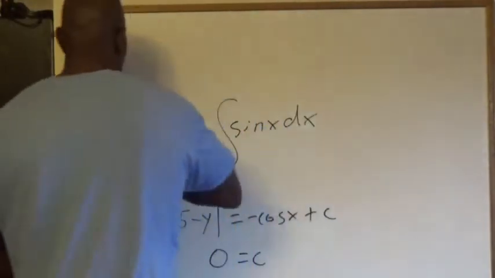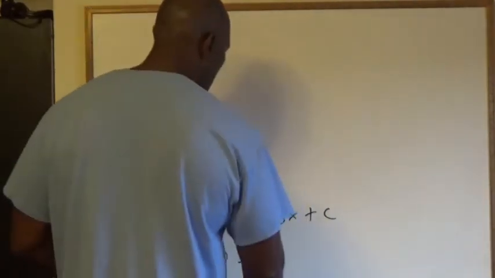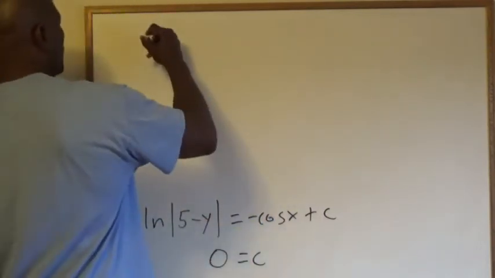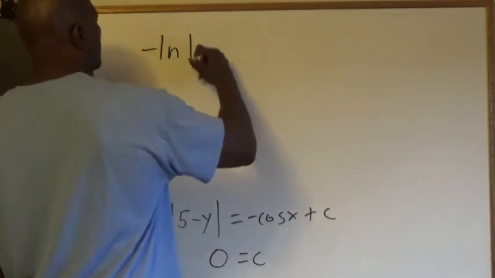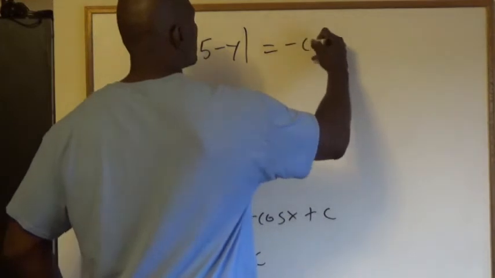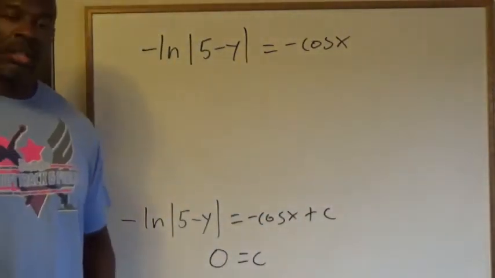And so after we solve for c, after we find the value of c, then we're just trying to put it in y equals form. So what we have right now, when putting in the value of c, is negative ln 5 minus y equals negative cosine x. Alright, so we're going to solve this guy.